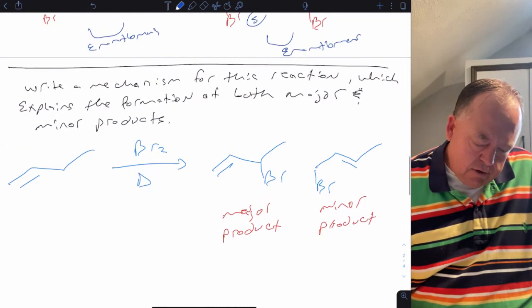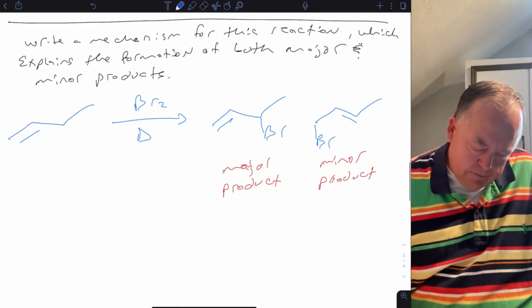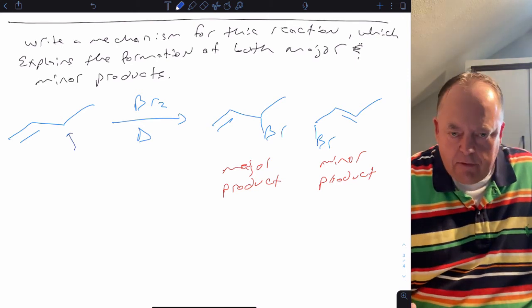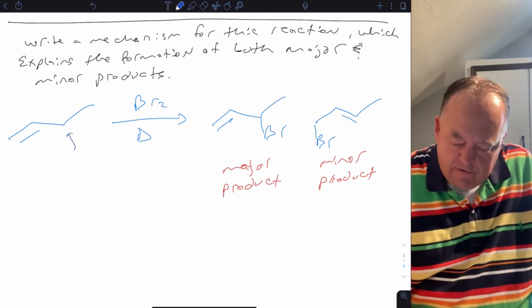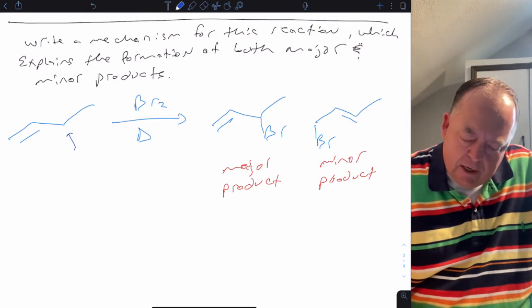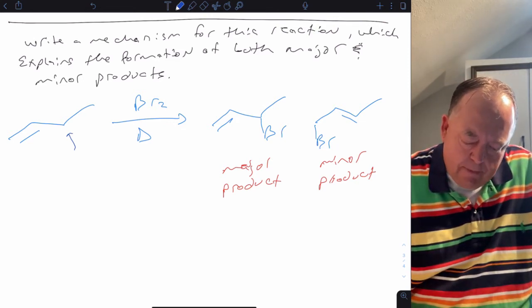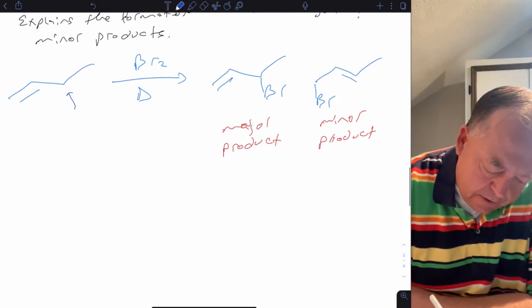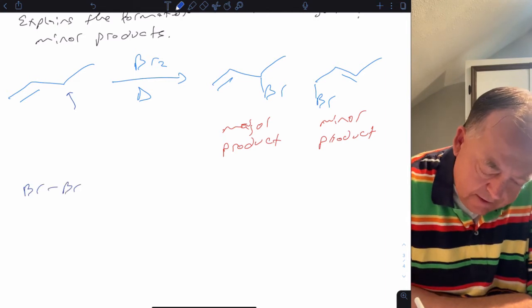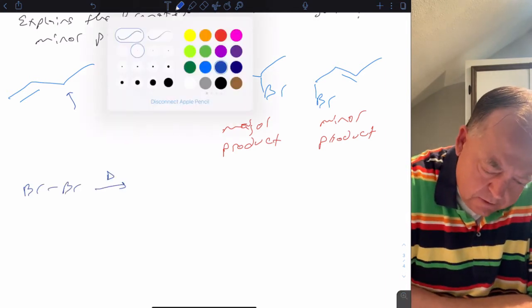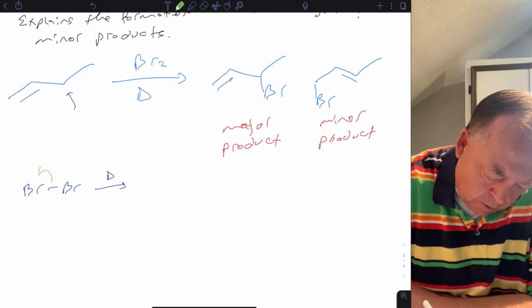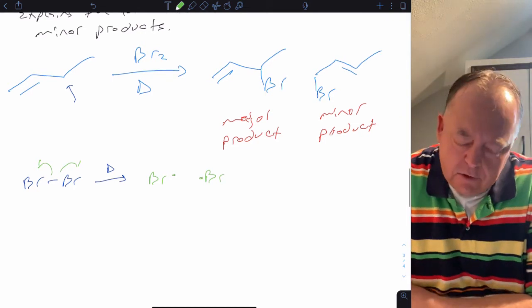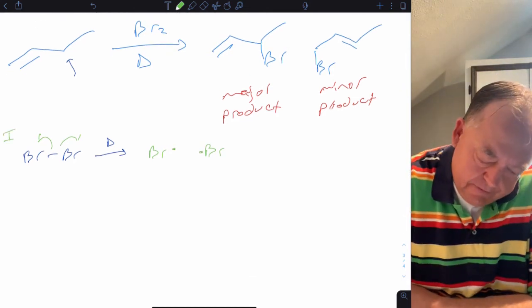Okay, so for this reaction, anytime you're reacting at an allylic position, there's going to be more than 1 possible product, as I've illustrated here. So let's write a mechanism for this reaction that explains how we made both the major and the minor product. So the mechanism for this reaction, if you remember the first step in a free radical mechanism, so if we heat this up, then that's going to break the bromine-bromine bond, and you would make 2 bromine radicals. So that's an initiation step.